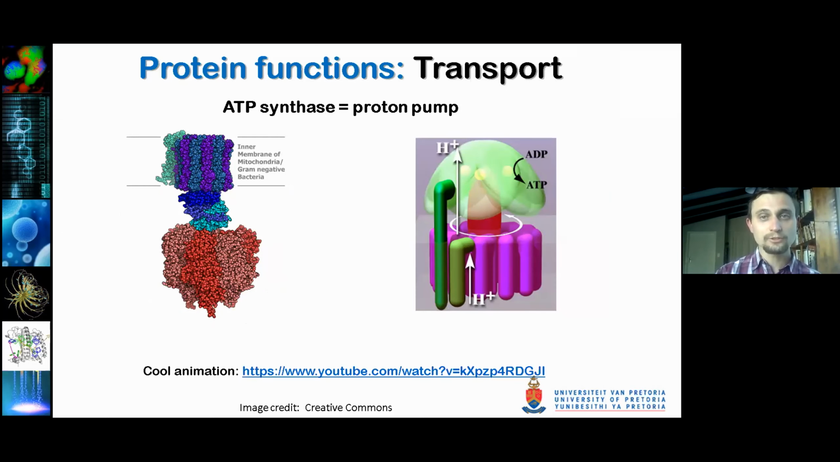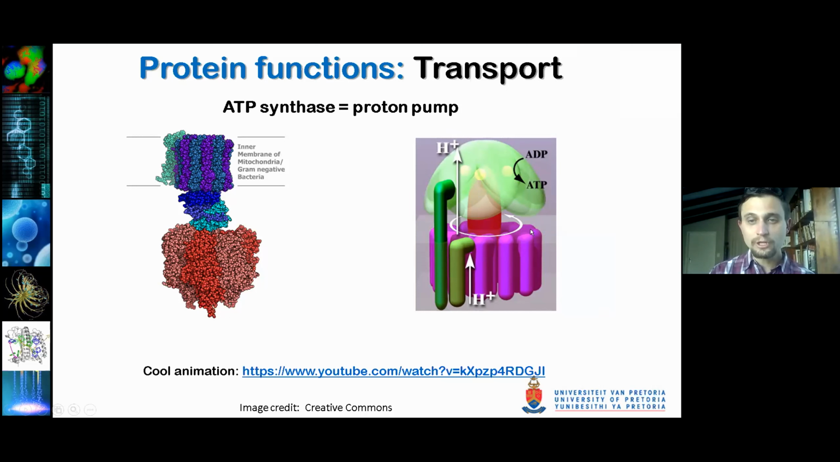Here's another transport protein, and this is really a fascinating system. It is called the ATP synthase, and it is a proton pump. So it is actually a pump, a molecular pump. So it uses protons on the inside of the membrane. So protons are then sucked in on this side. It will go around via the backside to this side, and then it will go to the upper compartment.